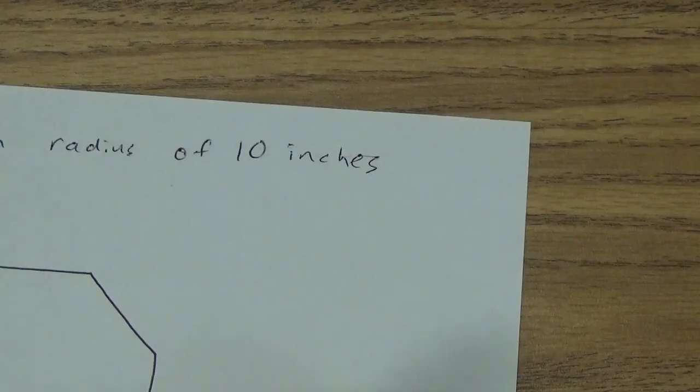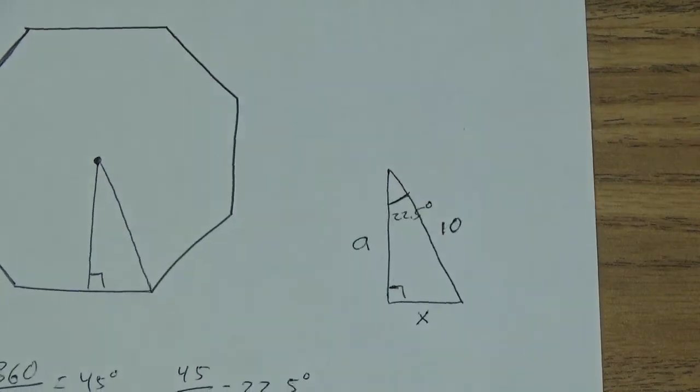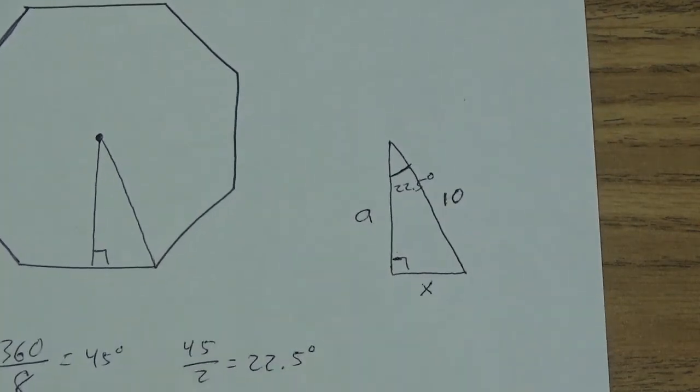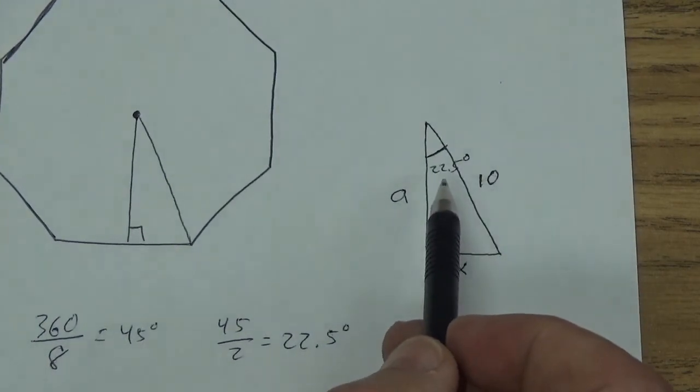So that's 22.5 degrees right here. I hope you can see that. I put a 22.5 right there. Now, I'm going to find A. Let's think through A. This is not a special right triangle.